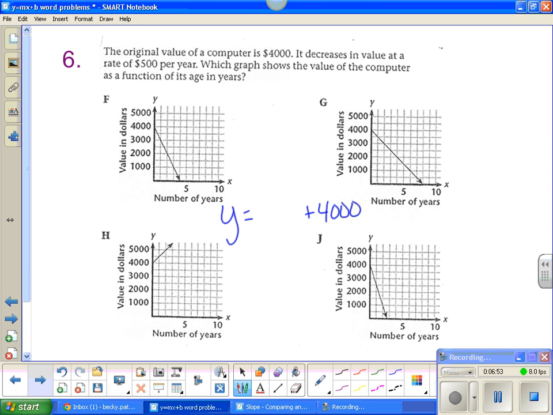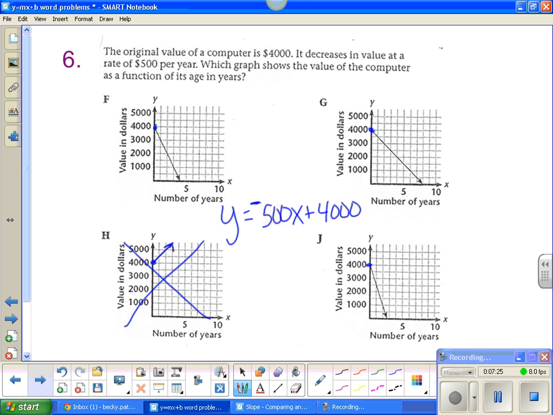It started at $4,000, so that's my starting value. It decreases in value at a rate of $500 per year, so my slope is 500x, but it should be a negative 500 because it's losing value. Just based on the fact that my slope should be negative, which graph is out? The answer is H, because H says that we're starting at $4,000 and it's gaining in value, and that's not the case.